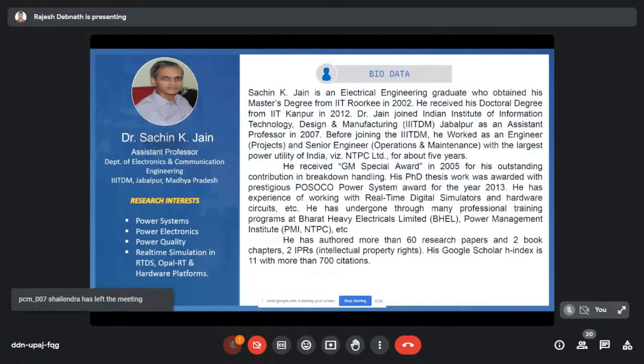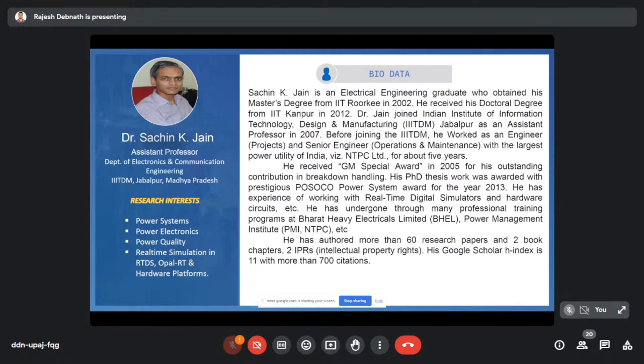At the onset, I welcome Dr. Sachin Kumar Jain, who obtained his master degree in electrical engineering from IIT Roorkee, PhD in electrical engineering from IIT Kanpur. Presently, he is working as an assistant professor in the Department of Electrical and Electronics Engineering at Indian Institute of Information Technology, Manufacturing and Design, Jabalpur.